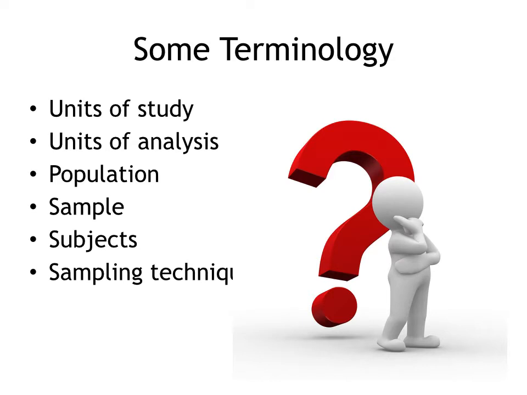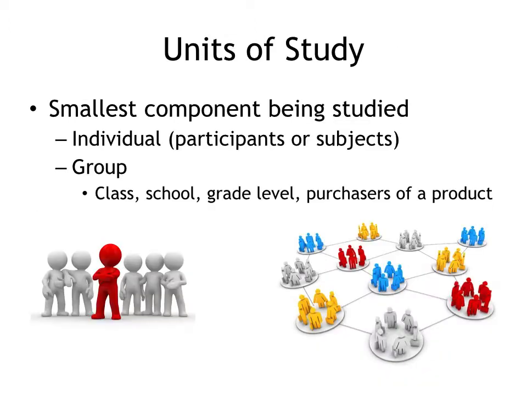There are several terms I'm going to be using in this lecture, and you need to understand them so that my discussion makes sense. So I'm going to take a few minutes here to go through some vocabulary. First of all, let's talk about units of study. The unit of study is the smallest component that you're studying. In some research, you're looking at individuals, and you're studying each individual's results. And then these individuals are called participants or subjects.